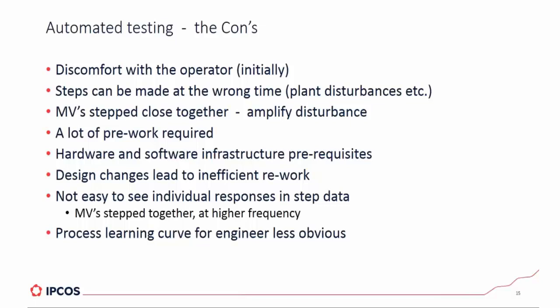Also, with an automated test, it is not often so easy to see with the naked eye the individual responses in our step data. Very often the MEs are stepped together or very close together. They are typically stepped at a higher frequency than what we would have done manually. And it is then not so easy for us to look at the data and learn what the responses actually are for each ME to CD combination. So whereas typically the process learning curve for the engineer is very steep during a step test, it is less obvious when we do the tests automatically.